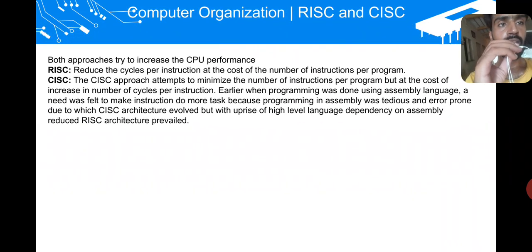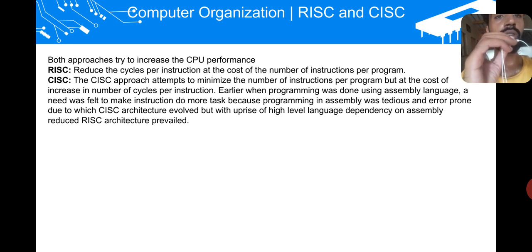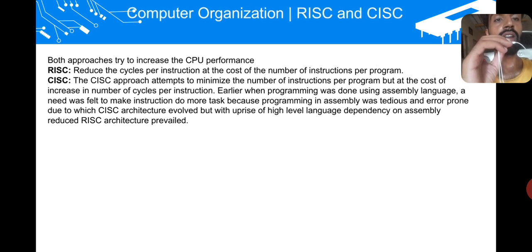Computer organization, RISC and CISC. Both approaches try to increase the CPU performance. RISC reduces the cycles per instruction at the cost of increasing the number of instructions per program. The CISC approach attempts to minimize the number of instructions per program, but at the cost of an increase in the number of cycles per instruction. Earlier, when programs were written using assembly language, a need was felt to make instructions do more tasks, because programming in assembly was tedious and error prone, due to which CISC architecture evolved. But with the rise of high level languages, the dependency on assembly reduced and RISC architecture prevailed.